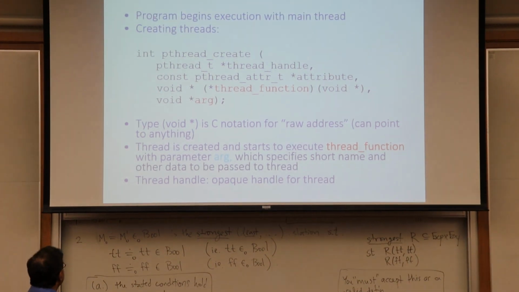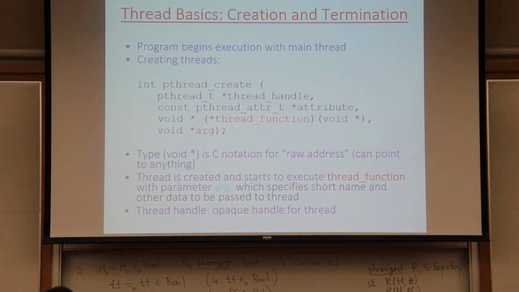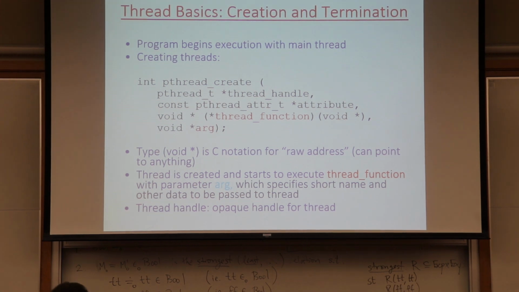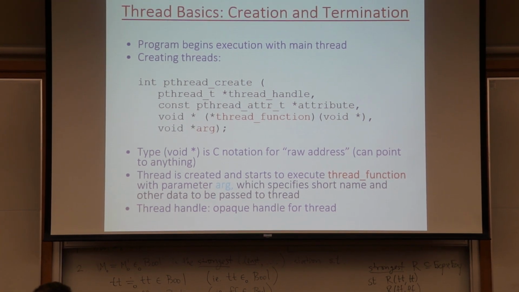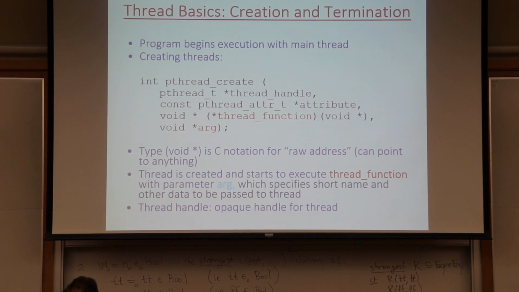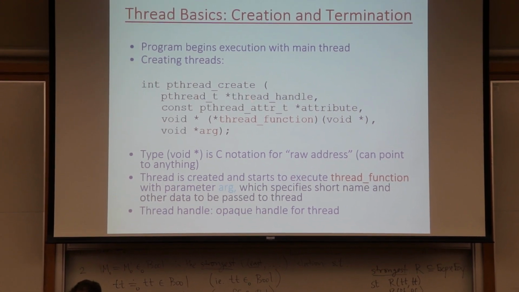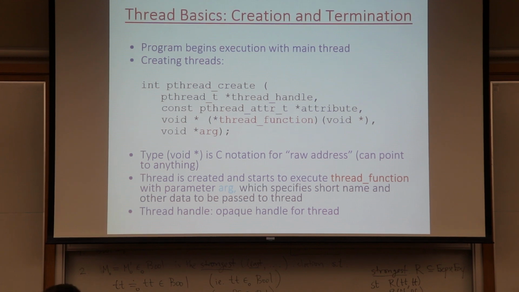Okay, so for the program, we're going to assume there's a C program with a main. Program execution begins, there's a master thread, and it begins executing main. And that thread can create, in fact, any thread can create a new thread by invoking pthread_create.